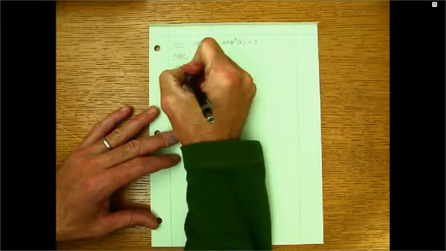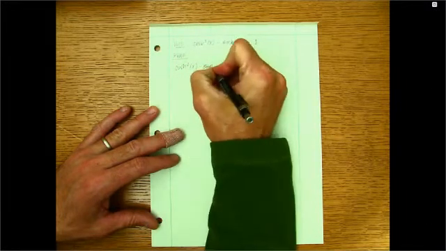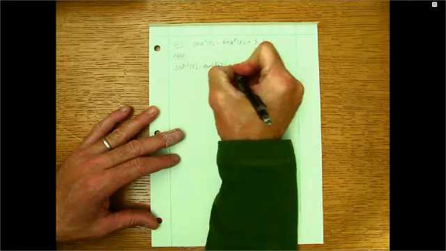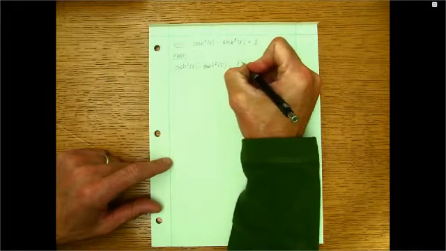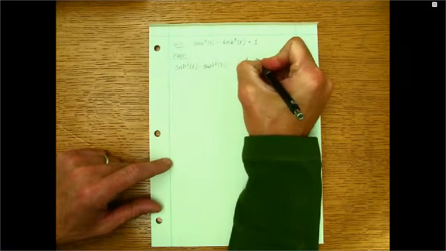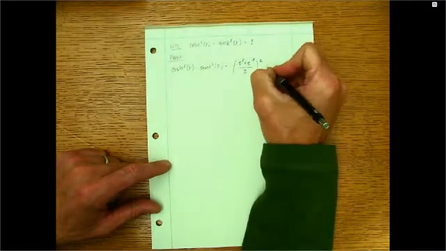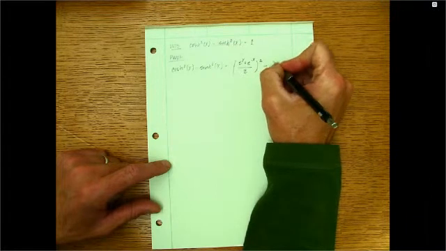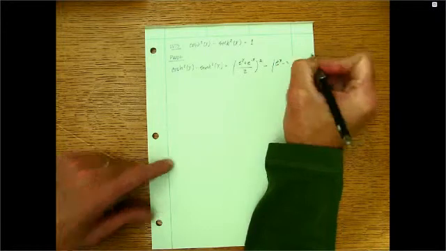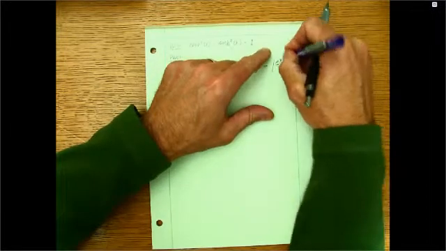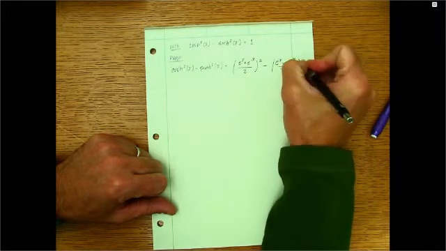So we have the hyperbolic cosine squared of x minus the hyperbolic sine squared of x. Well, let's apply the definitions here first. The first thing we would have is e to the x plus e to the negative x, all over 2, that quantity squared. And then we'd be subtracting the quantity e to the x minus e to the negative x, all over 2, that quantity squared.